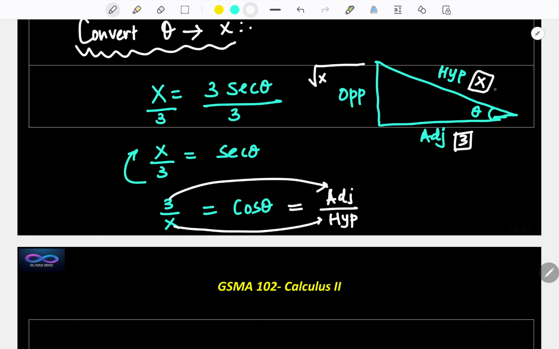Hypotenuse, that is the biggest side. Always keep this in your mind. Using Pythagoras theorem, the opposite side is square root of x square minus 3 square. So this equals square root of x square minus 9.